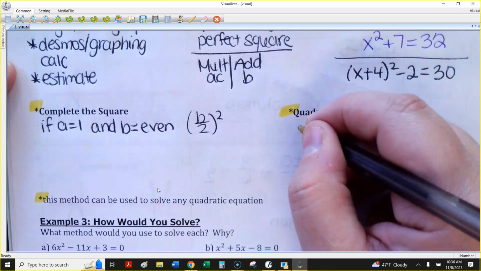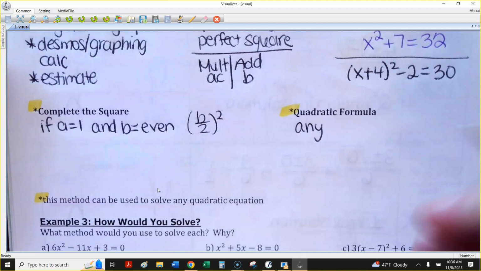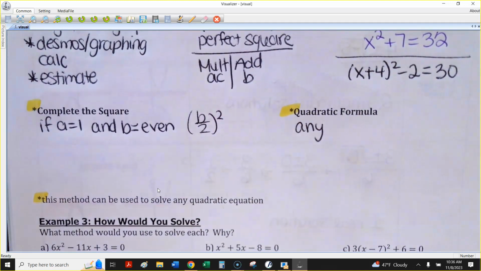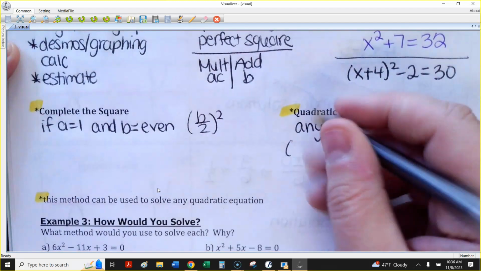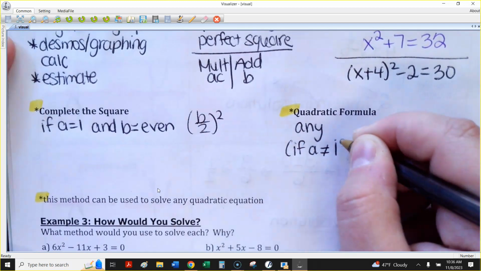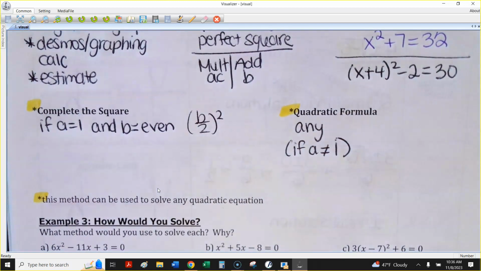Okay, now, quadratic formula. This can literally be used on any quadratic equation. And I wouldn't say there's necessarily an advantage one way or the other when you would use this. I would say maybe for me, just for me personally, if the A value was not 1, like if I had, I don't know, 6x squared minus 10x plus 15 or something like that.